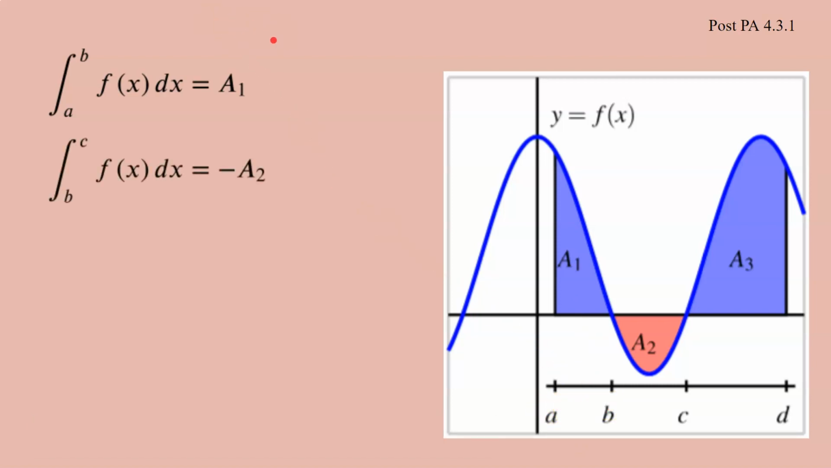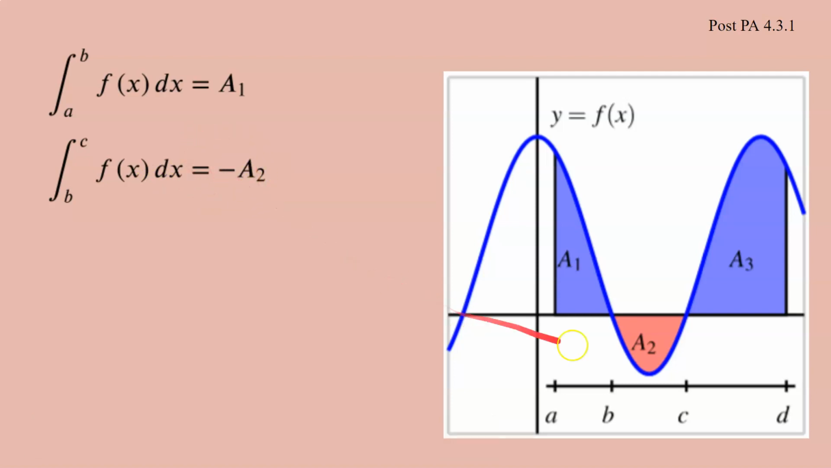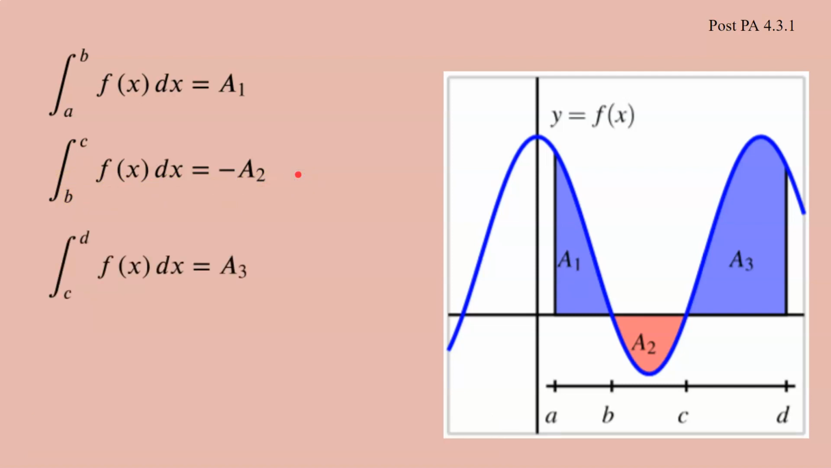All right, it's the integral from a to b, the definite integral from a to b. The definite integral from b to c of f of x dx is going to be negative A sub 2. It's negative because the curve drops below the x-axis. So this integral definition is going to take into consideration that that's negative. And then finally we can say from c to d, the integral from c to d of f of x dx is A sub 3.